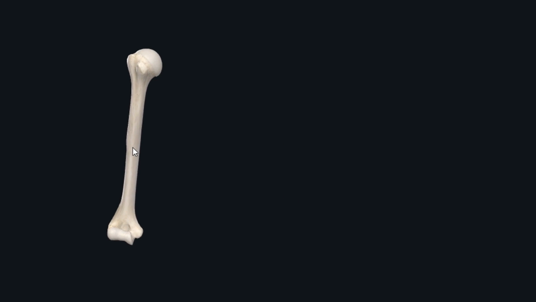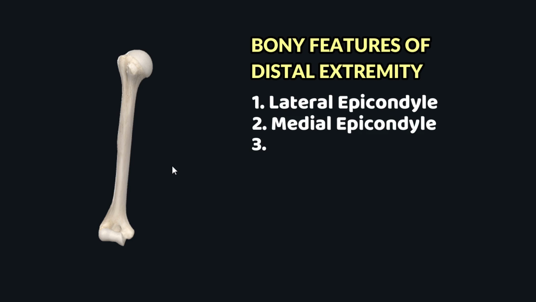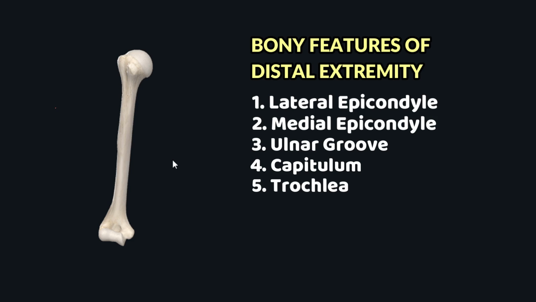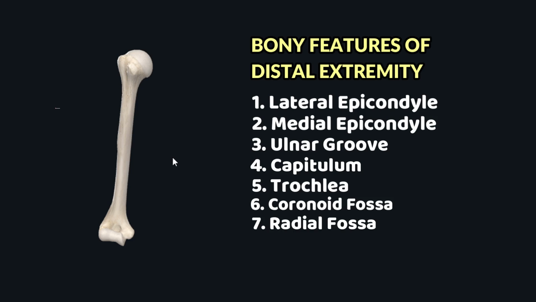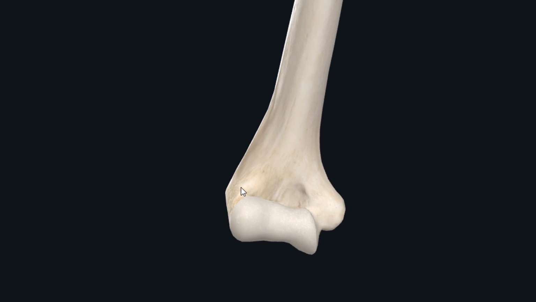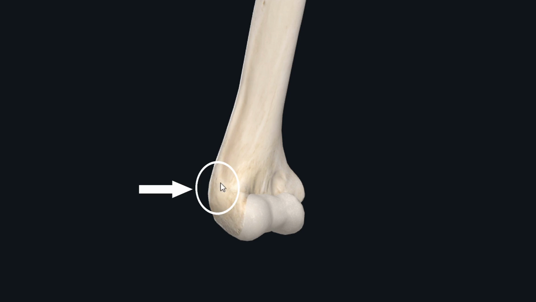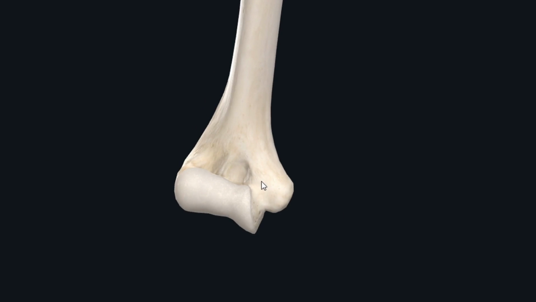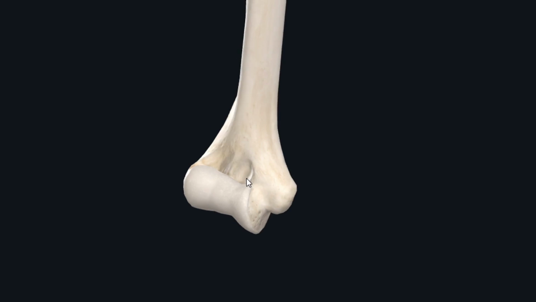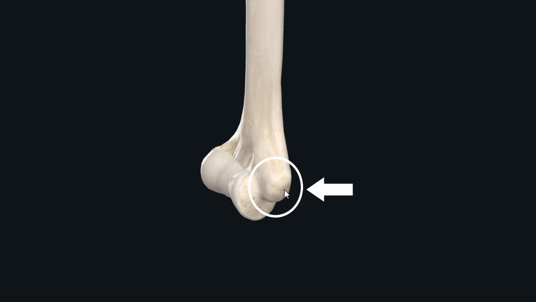So now the distal extremity of the humerus has the following bony features: the lateral epicondyle, the medial epicondyle, the ulnar groove or the ulnar sulcus, the capitulum, the trochlea, the coronoid fossa, the radial fossa, and the olecranon fossa. So this small roughened projection on the distal lateral side of the humerus is the lateral epicondyle. And this large knob-like projection on the distal medial side of the humerus is the medial epicondyle.